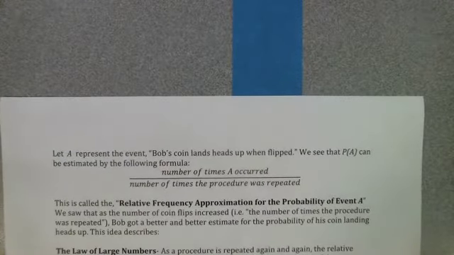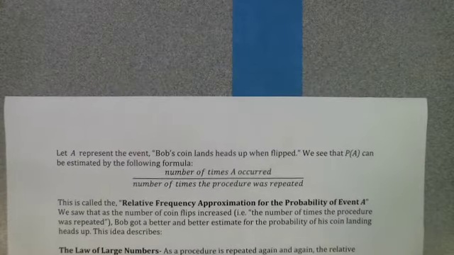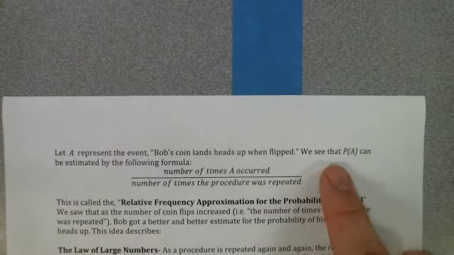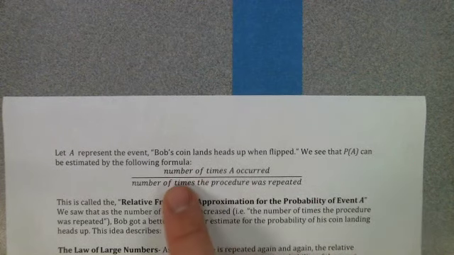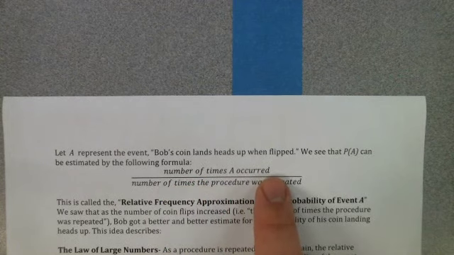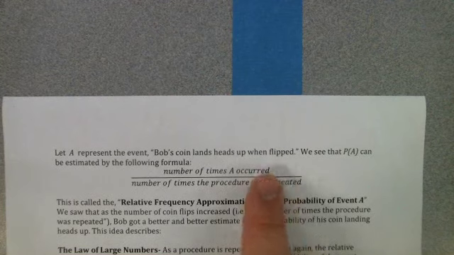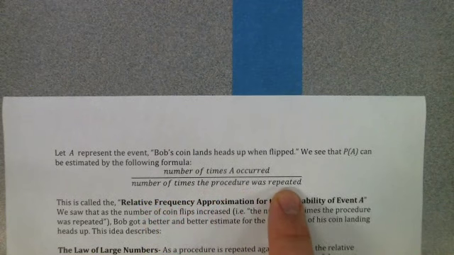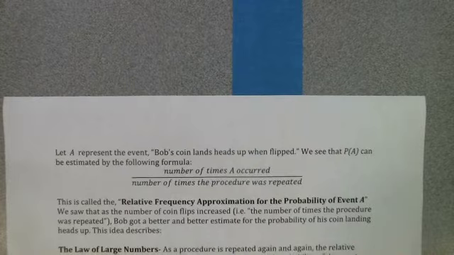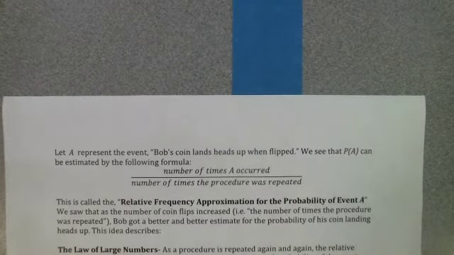So let A represent the event Bob's coin lands heads up when flipped. We see that the probability of A can be estimated by the following formula. Here's what we did before. We found the number of times A occurred, in other words, the number of desired outcomes or successes, or in other words, the number of heads. So we took the number of heads and we divided by the number of times the procedure was repeated. So in other words, we took the number of heads and divided by the number of flips. That's how we were estimating the probability of Bob's coin landing heads up.